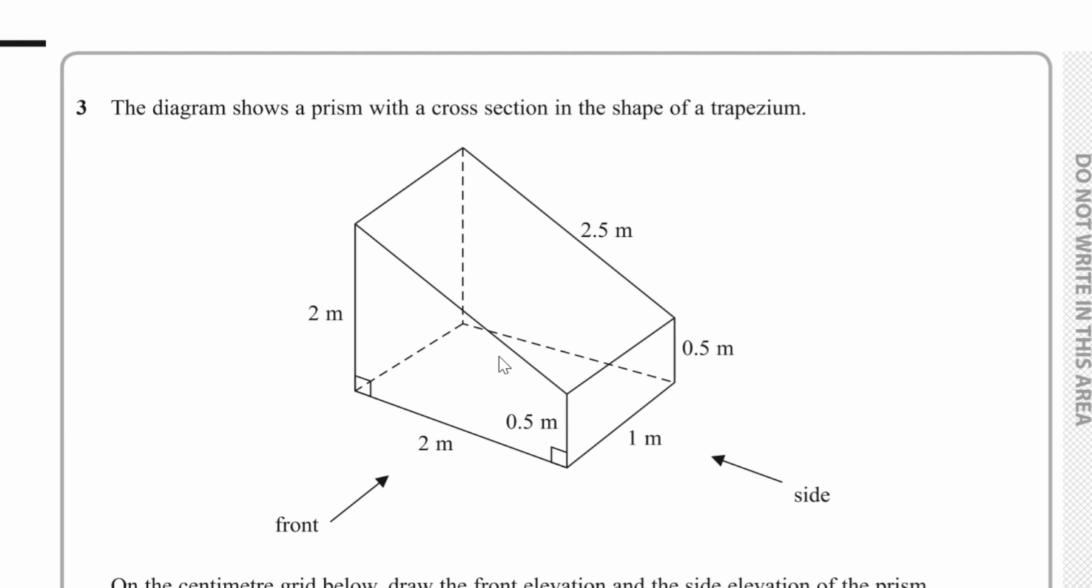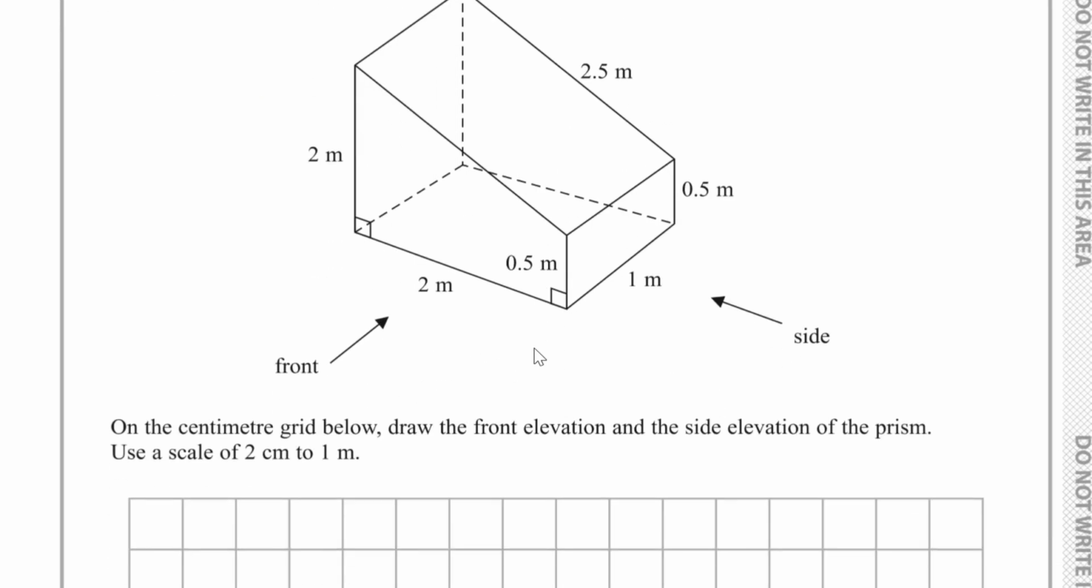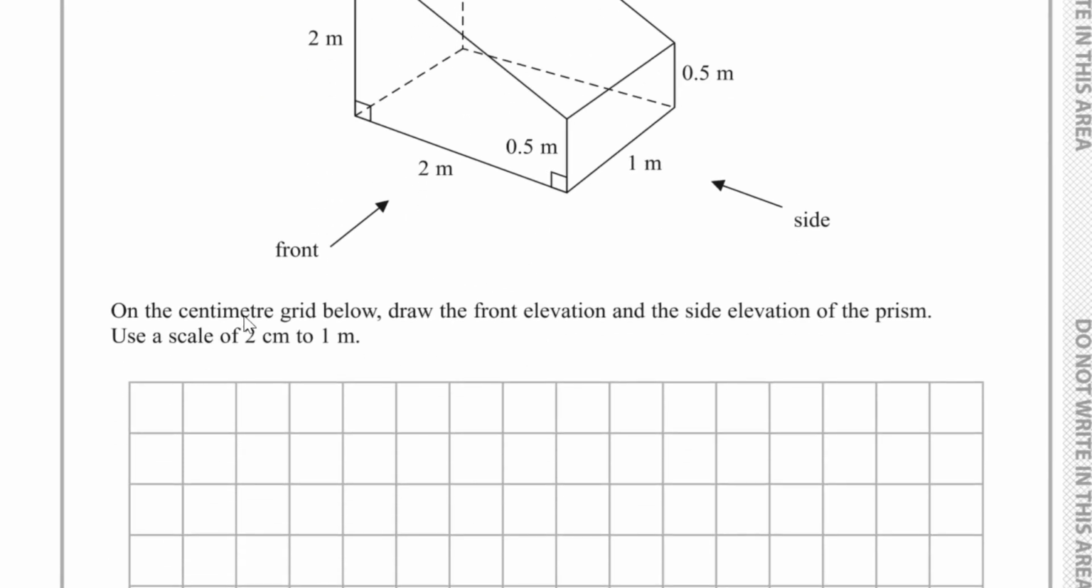Question number 3. The diagram shows a prism with a cross-section in the shape of a trapezium. So that's what we see here. And on the centimeter grid below, we have to draw the front elevation and side elevation of the prism. We have to use a scale of 2 centimeters to represent 1 meter.